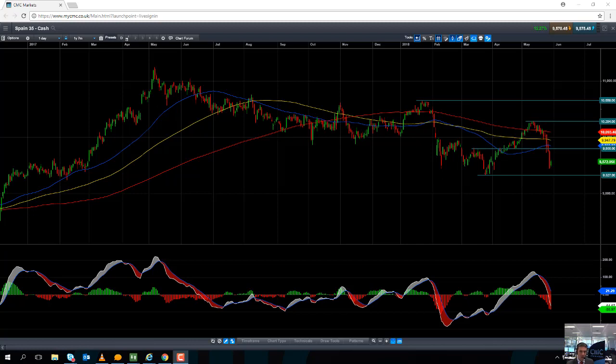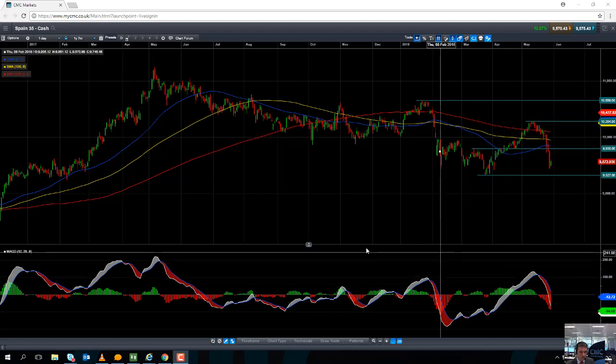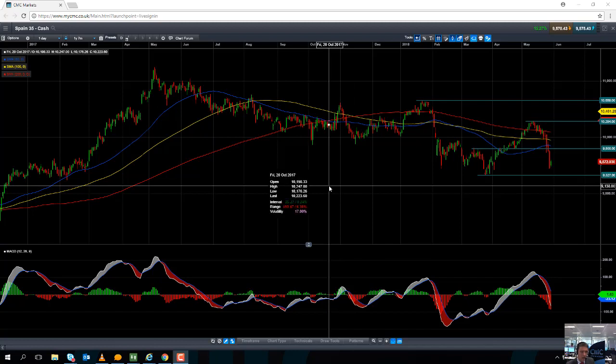Today's date is Wednesday the 30th of May and the time has just gone 11:50 British Summer Time. This week's Chart of the Week is going to be the IBEX 35, as we call it here on our platform, the Spain 35. Now, the Spanish market has been in the news a lot this week because of the potential political uncertainty in Spain.